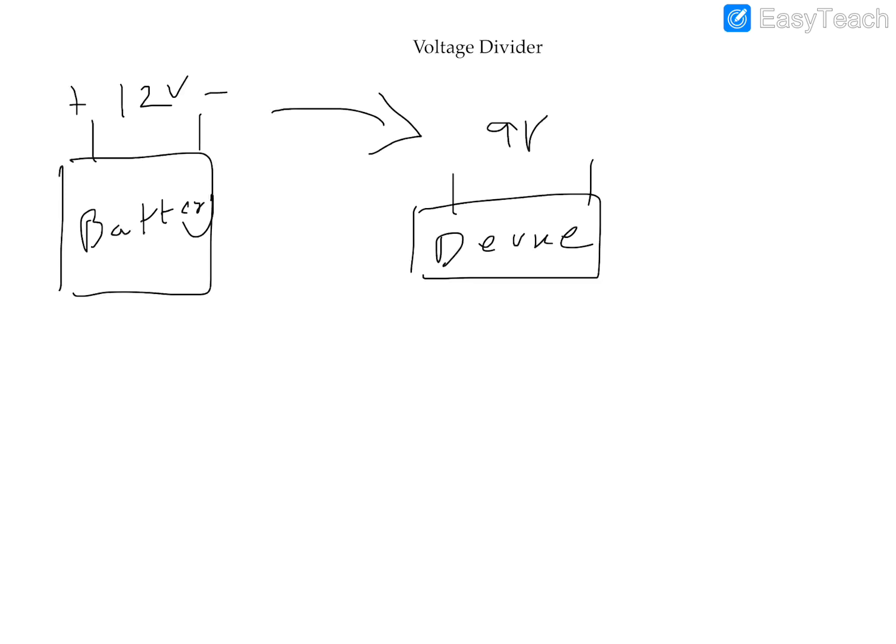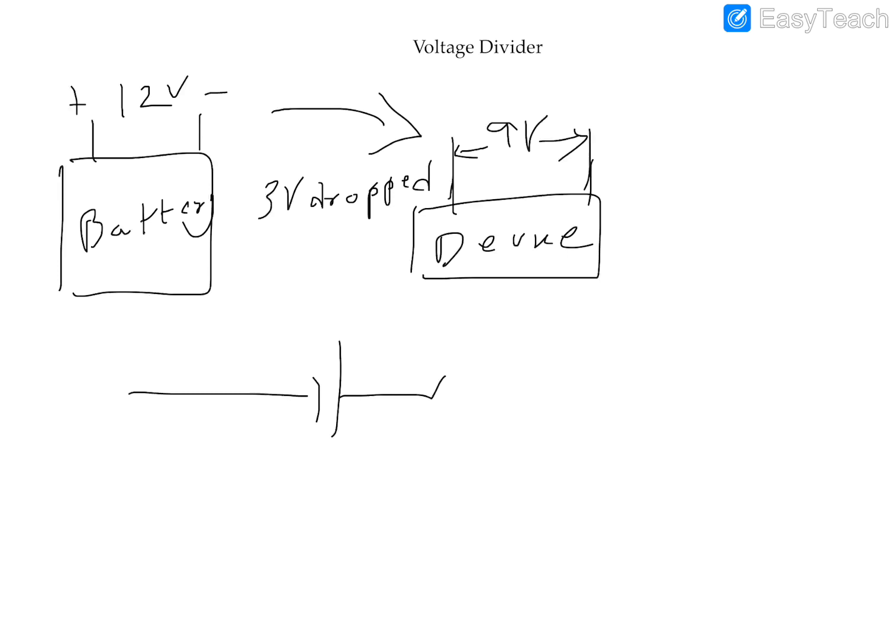A simple, logical way of thinking would tell you that you need to somehow reduce the 12 volts to 9 volts. So you need to dissipate 3 volts. So 3 volts has got to be dropped. That is the basic principle of working of a voltage divider circuit.